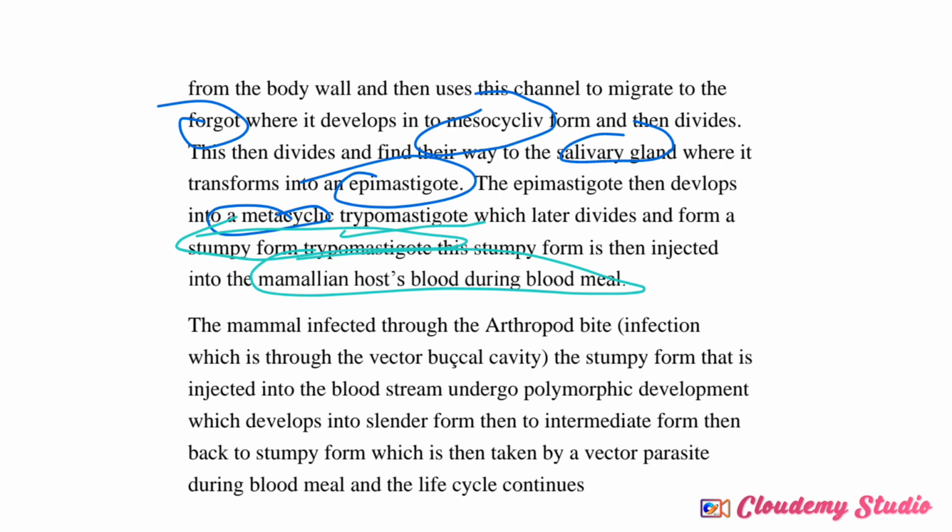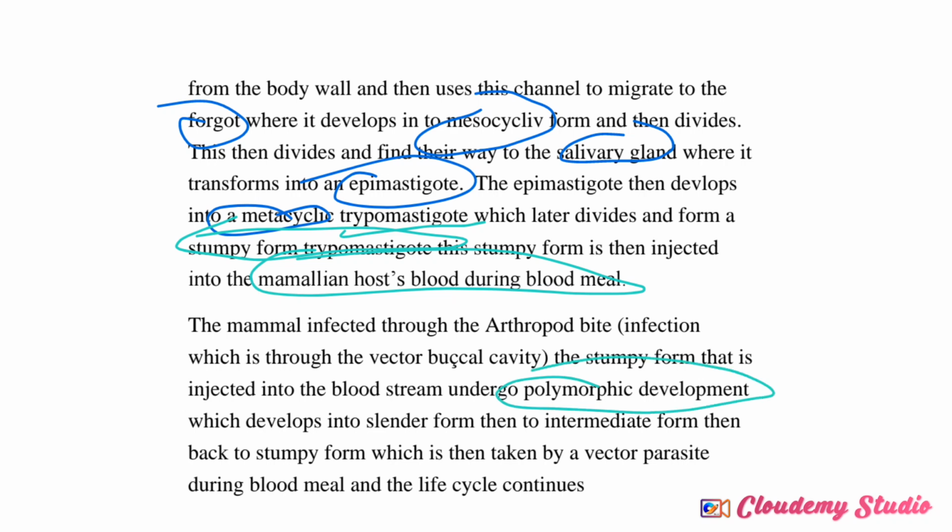It should be noted that this disease is transmitted by what? By biting. You understand? By injection or arthropod biting through their buccal cavity. So this stumpy form that is injected into the bloodstream undergoes polymorphic development.